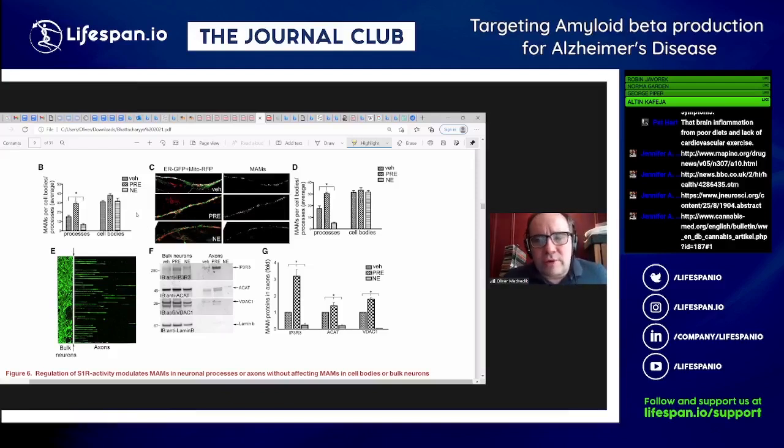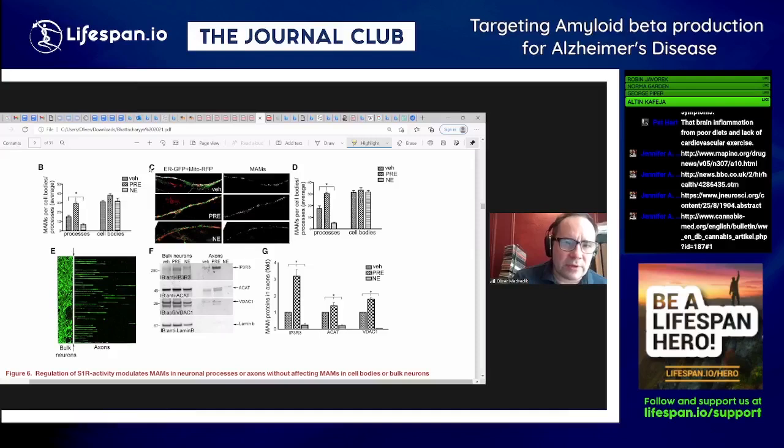mitochondria are found all over the neuron, and they're actually transported all the way through these axonal processes. This is that figure I showed earlier. They did this assay where they were isolating the secretion of amyloid beta, which happens primarily in axons. The interesting thing here is that these MAMs that are forming as a result of this S1R protein activity are primarily being affected by the antagonists and the agonists, these drugs, within these processes, which are the axons, and not necessarily in the cell bodies.